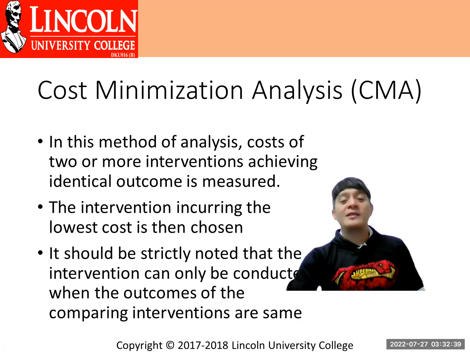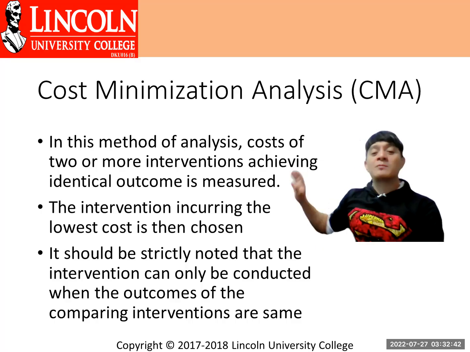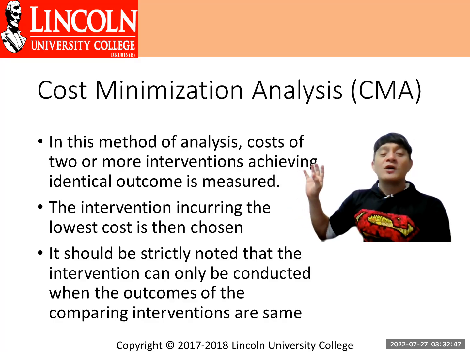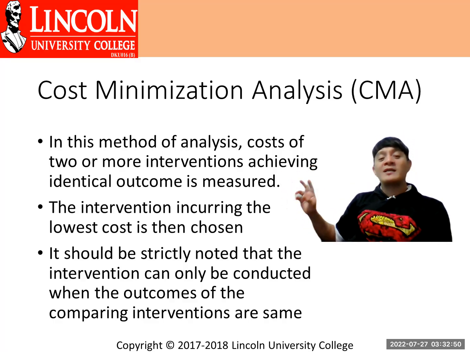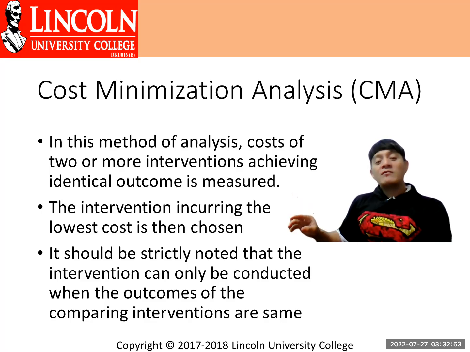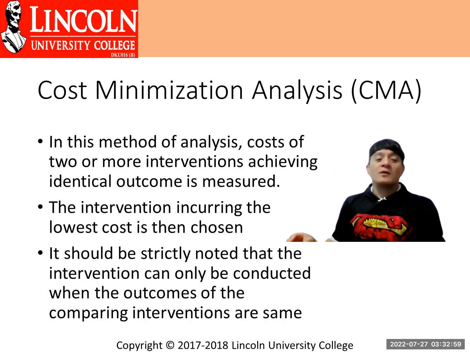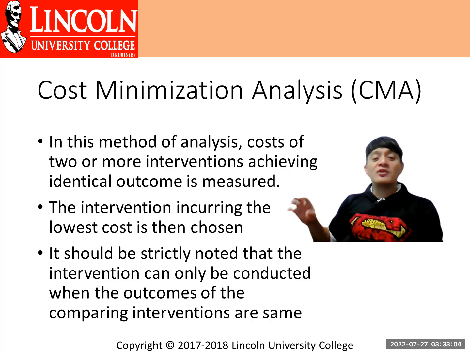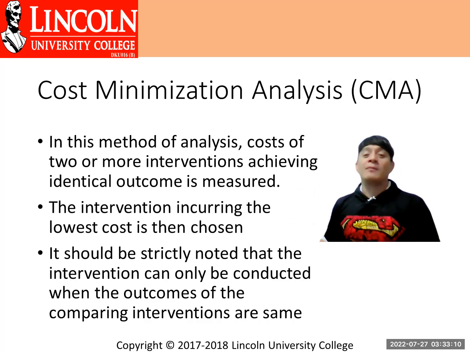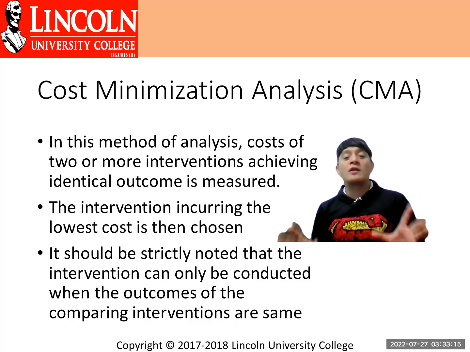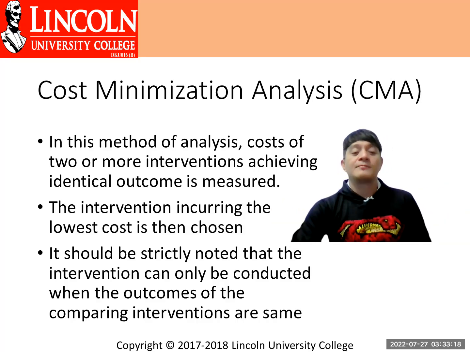So the cost minimization analysis is similar to the cost marginal analysis. In this method of analysis, the costs of two or more interventions achieving identical outcomes are measured, and therefore the intervention incurring the lowest cost is chosen. That's the minimization analysis. What's the minimal cost? It should be strictly noted that this can only be conducted when the outcomes of the compared interventions are the same. If the outcomes of the interventions are not the same, there's no comparator.